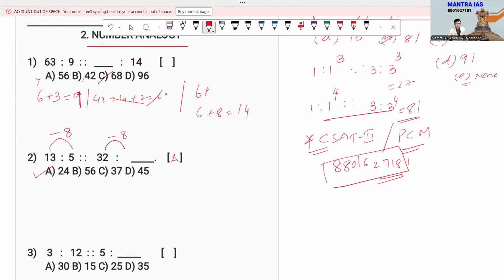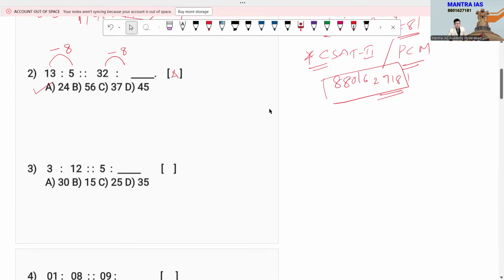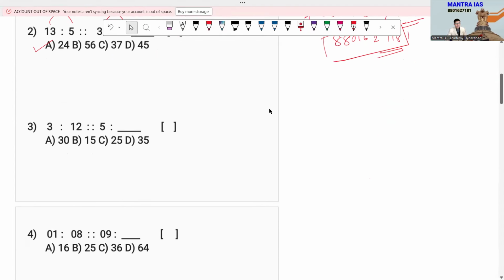Now go to the third question here: 312 as 15 is to how much? I'm showing the fourth question also. Try it yourself before my answer, even if you do. I'll be very happy if you just go on doing this.